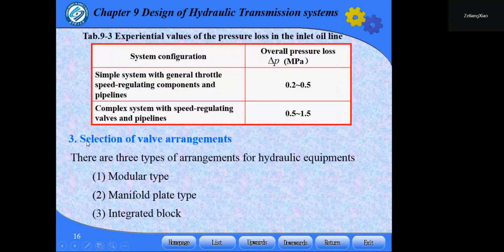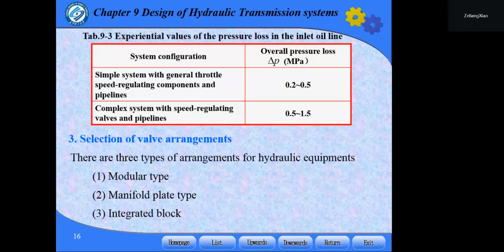In the next section, we should select the valve arrangements. There are three types of arrangements for hydraulic equipment. One is the module type, two is the manifold plate type, and the last one is the integrated block. For the first one, the module type, its structure, features, and so on have been introduced in the chapter on hydraulic control valves.